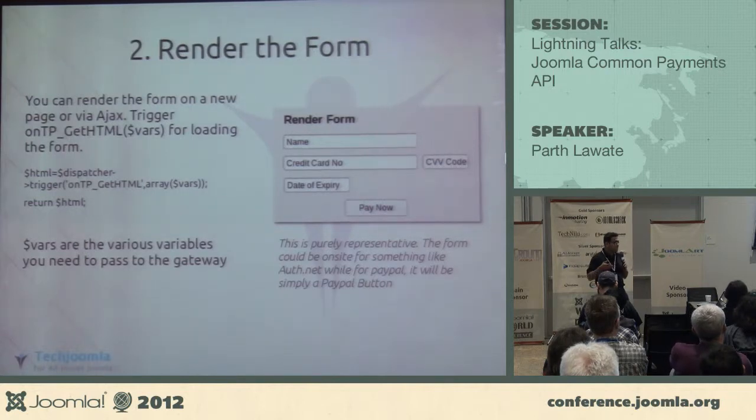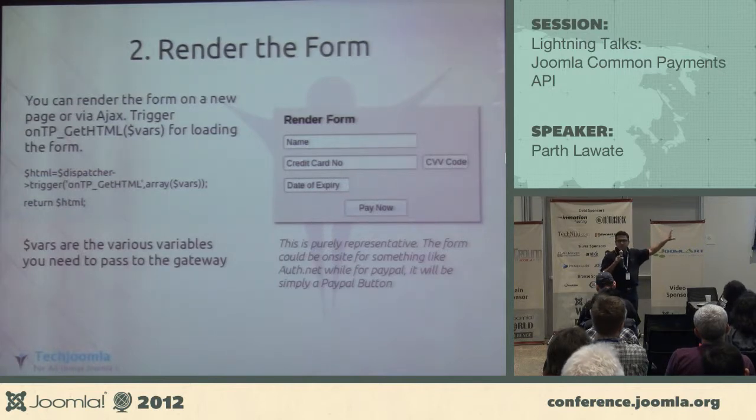So that's basically displaying the form. Once he clicks on submit, you can either use Ajax to render the form, or you can take him to a new page and render the form there. For rendering the form, all you need to do is 3 lines of code. Just trigger the method that we have for rendering the form. The form rendering is taken care of by the plugin. So this is the trigger, onTPGetHTML, and you have to pass it some variables. These variables tell the payment plugin what kind of order it is, what is the amount, and stuff like that. I'll tell you what these variables are.